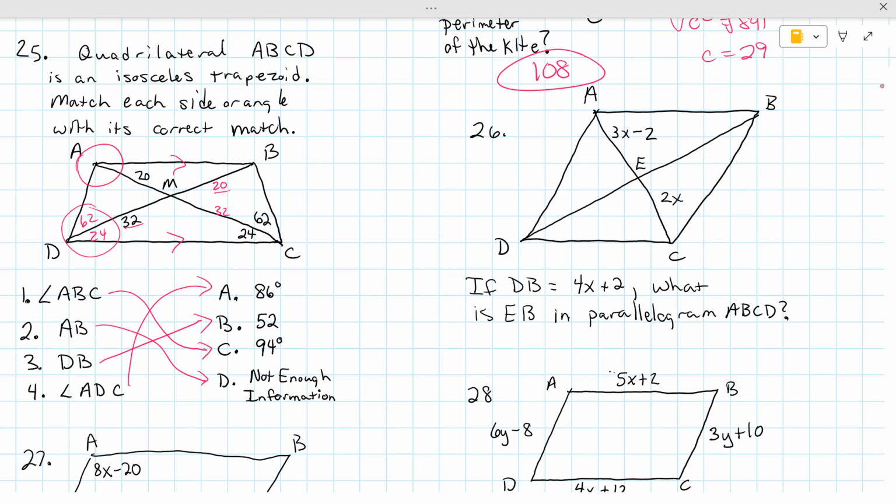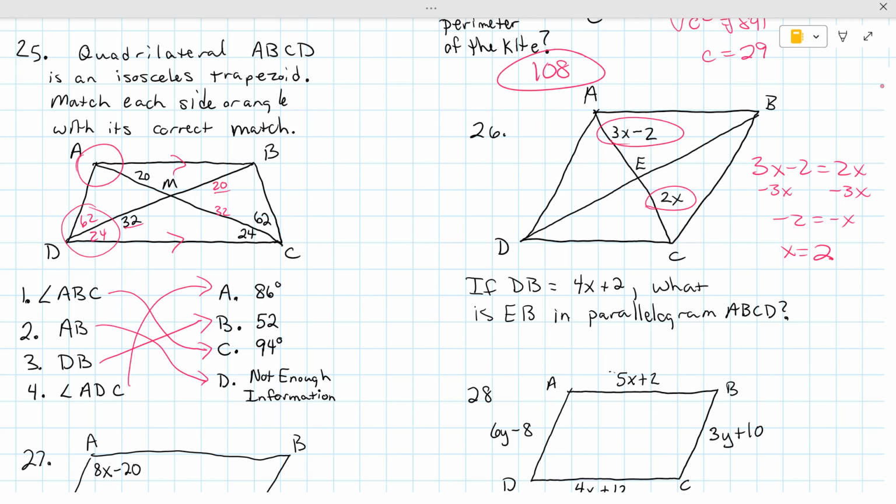Okay, this and this is part of a parallelogram. Diagonals bisect each other, so what do you do with those two parts? Set them equal to each other. 3x minus 2 equals 2x. Subtract 3x. Negative 2 equals negative x, so x equals 2.